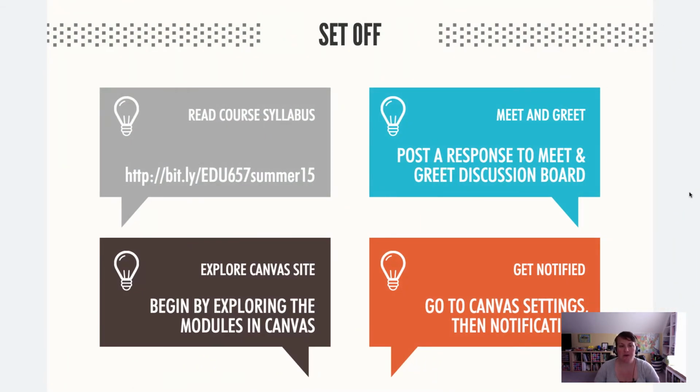To get started with the course, here's what you need to do. First, you should carefully read the course syllabus. Again, you can find that in our Canvas site, or you can follow that link there on the screen. You can go ahead and begin exploring the Canvas site. I would recommend that you start by clicking on Modules and explore the resources and content that's there in Modules. Everything you'll need for the course can be found in Modules.